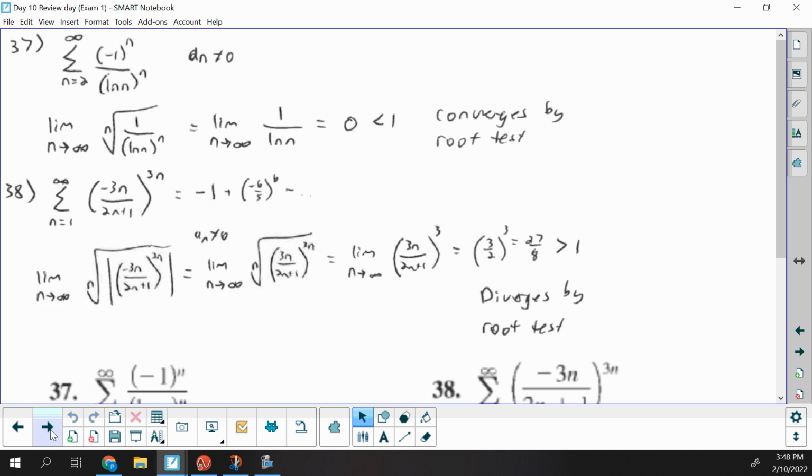In 37, when we take our nth root, we get 1 over natural log of n. The denominator gets huge, so that goes to 0, less than 1, so it converges by the root test.